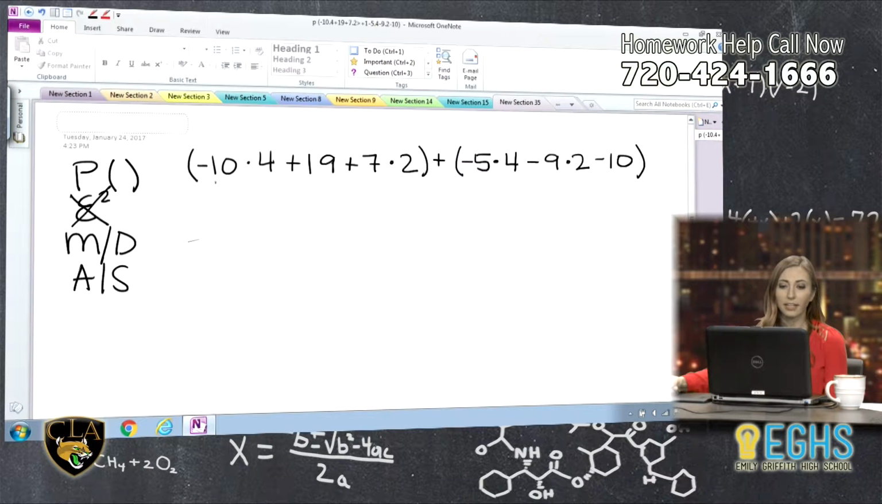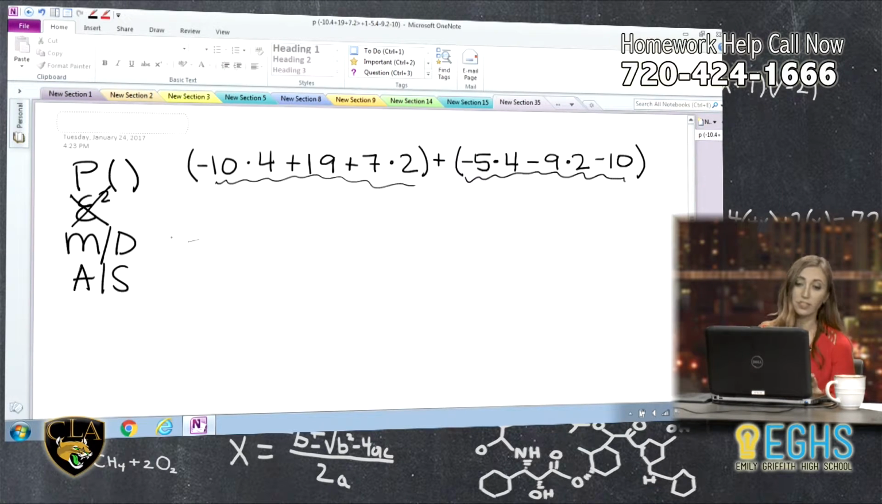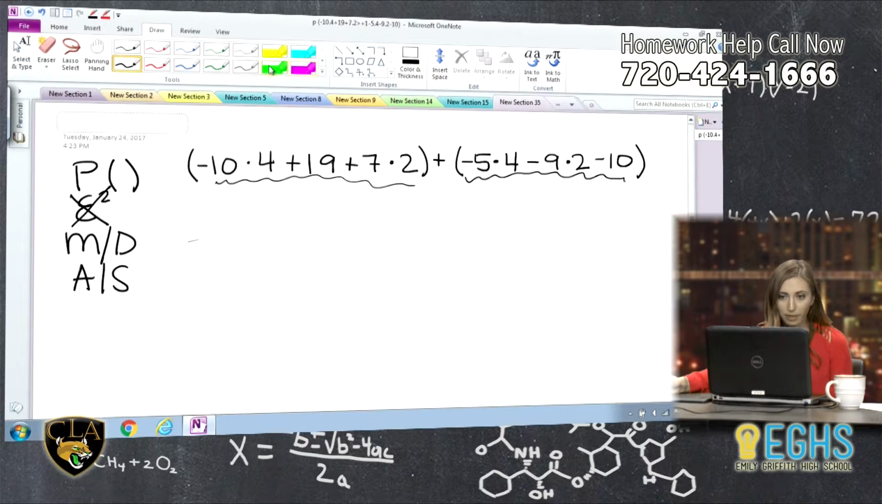So we'll start inside of each of these parentheses. Inside the parentheses, you want to make sure that you also follow order of operations, meaning exponents, multiplication, division, addition, subtraction. So we're going to hit the multiplication first. I'm going to highlight what we're going to hit first. We're going to do this negative 10 times 4, and the 7 times 2. Also at the same time, since this part of the expression over to the right is in separate parentheses and not affecting the other part, we can also tackle the multiplication in there at the same time.